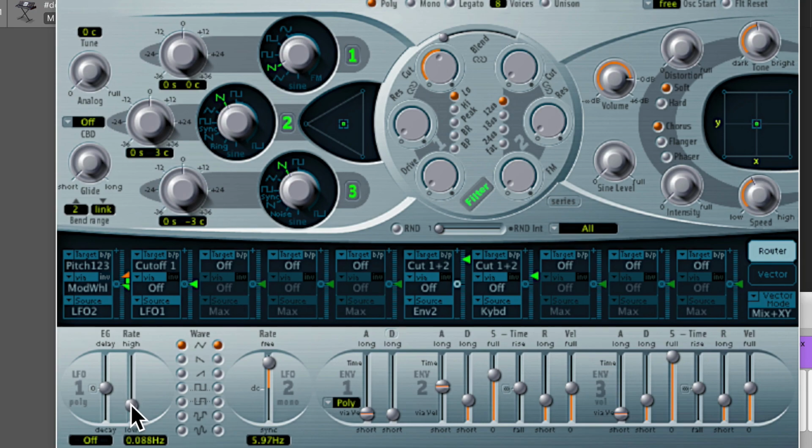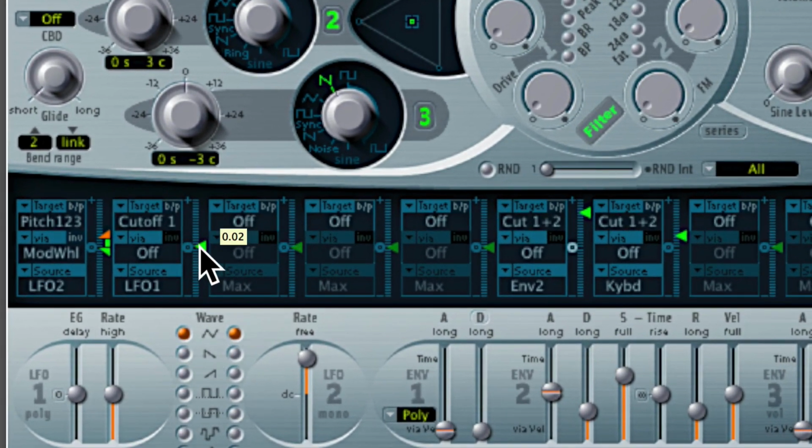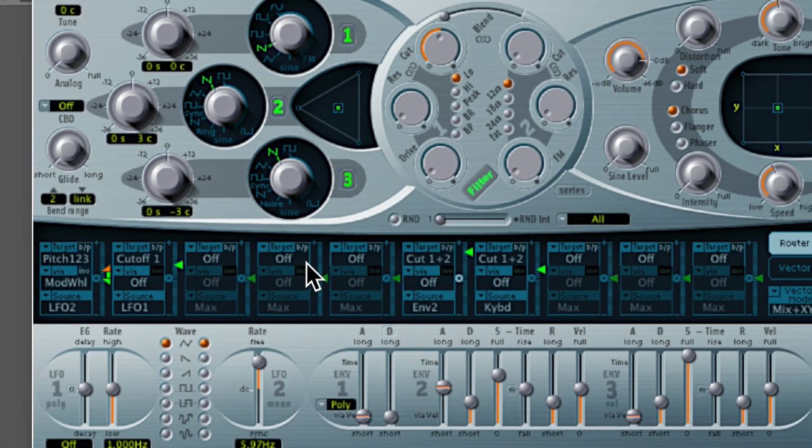So what you notice here is that it's measurable in hertz, so cycles per second. So if I drop it to around one, that's going to be one LFO cycle per second. And what I'm going to do is turn this up. So the intensity of the modulation, just going to turn that up and see what happens.